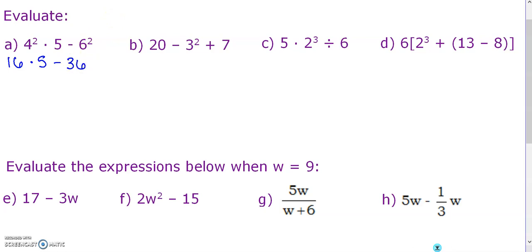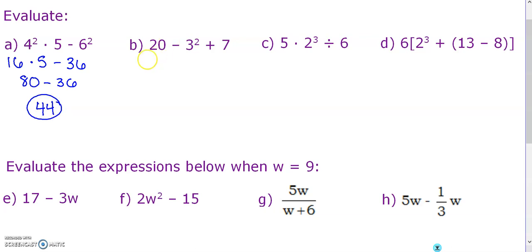So the next thing I want to do is go ahead and use my order of operations to come up with my multiplication, which happens next. 16 times 5 is 80 minus 36 gives me 44 for my answer.